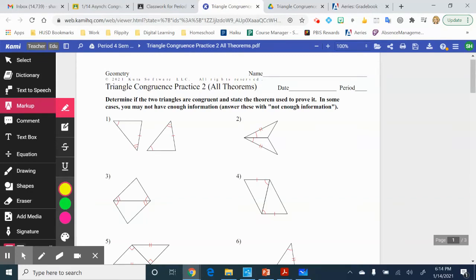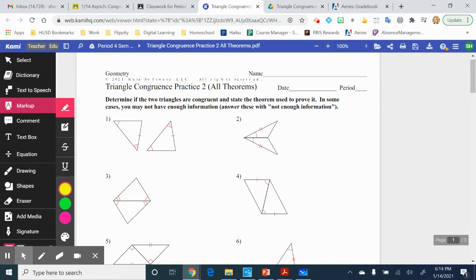Hello everyone. I was noticing some people needed extra help on this worksheet, so I wanted to go ahead and complete the evens on some of these, and then that way you can go and do the odds on your own. All right, so make sure you read the directions.